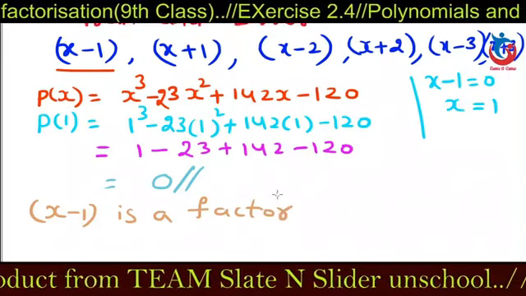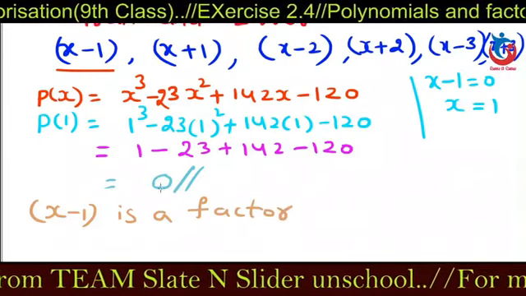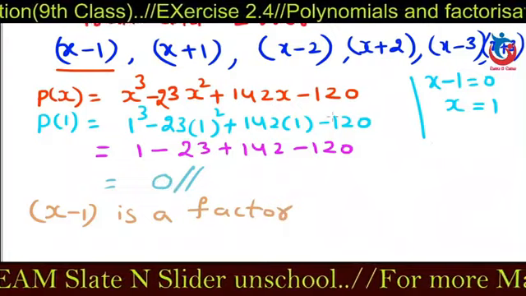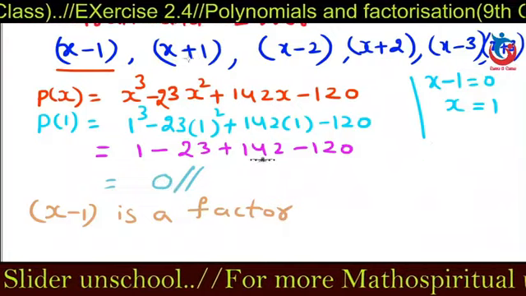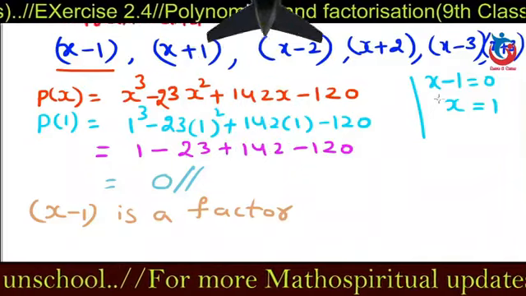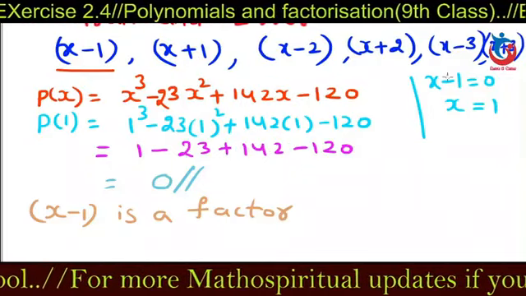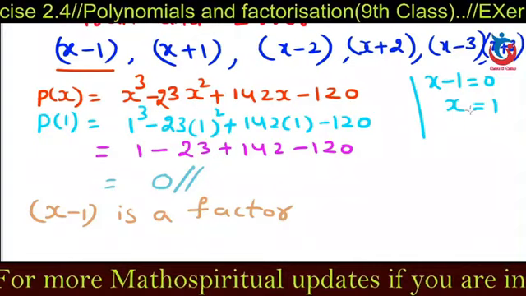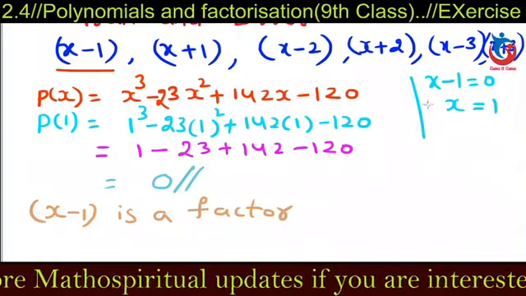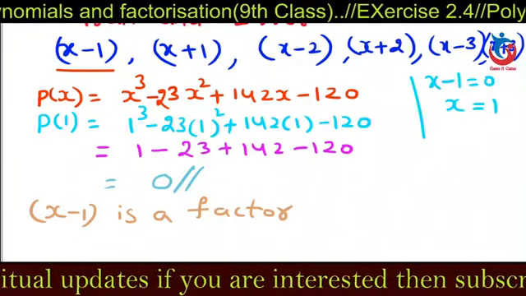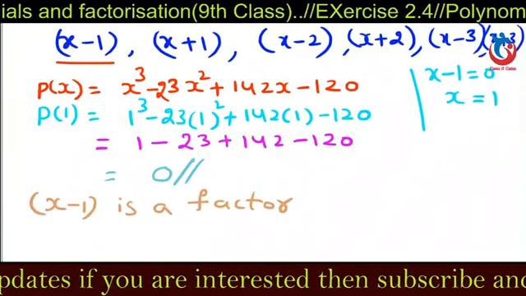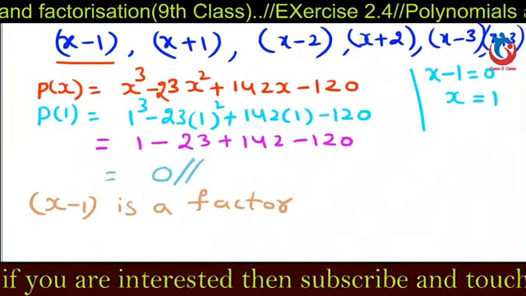Suppose if we did not get 0 here, then what will we do? We just have to check another one, that is x plus 1. What will be the zero of this x plus 1? If you write x plus 1 is equal to 0, then x is equal to minus 1, so substitute minus 1 in it. After getting one factor, by Horner's method itself we can find the remaining factors.